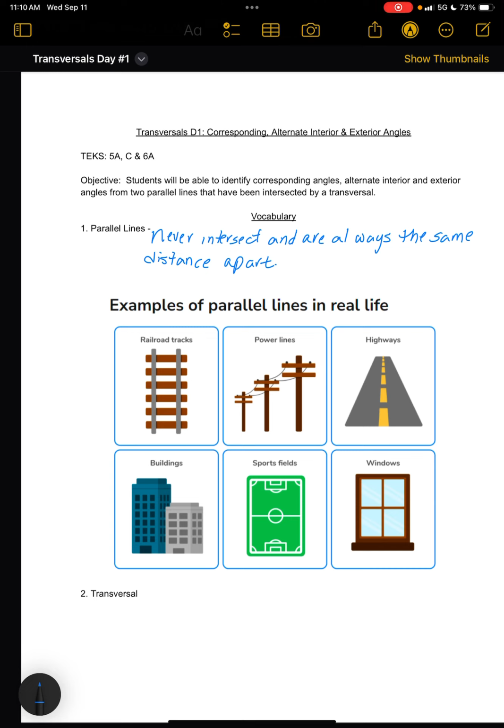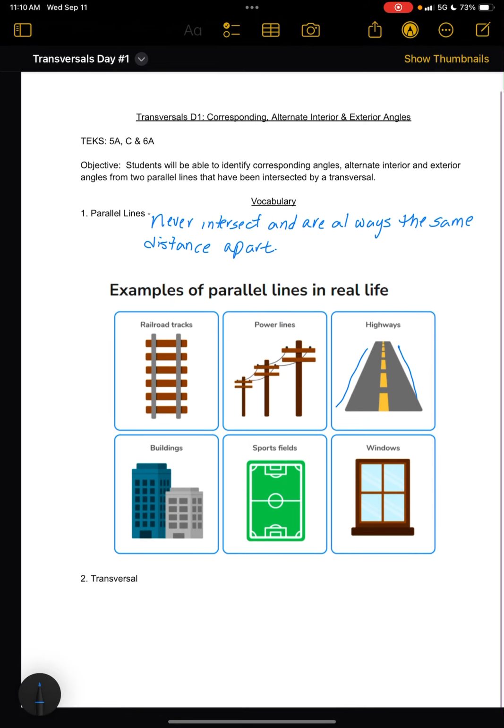Railroad tracks, power lines, highways. When we talk about highways, we're thinking more of the two sides of the road, this side and that side, right, or parallel. But also, as you're driving down the road, you have the two yellow lines in the center. Buildings have parallel sides, right? Sports fields, football, soccer, all have parallel lines. Windows have parallel lines. So there's lots of real world examples of parallel lines.